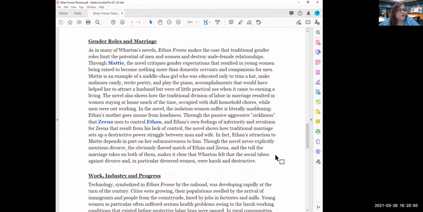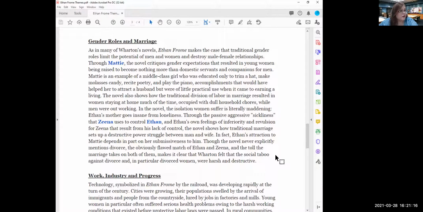Ethan's mother goes insane from loneliness. Through the passive-aggressive sickliness that Zena uses to control Ethan, and Ethan's own feelings of inferiority and revulsion for Zena that result from his lack of control, the novel shows how traditional marriage sets up a destructive power struggle between man and wife. In fact, Ethan's attraction to Maddie depends in part on her submissiveness to him.